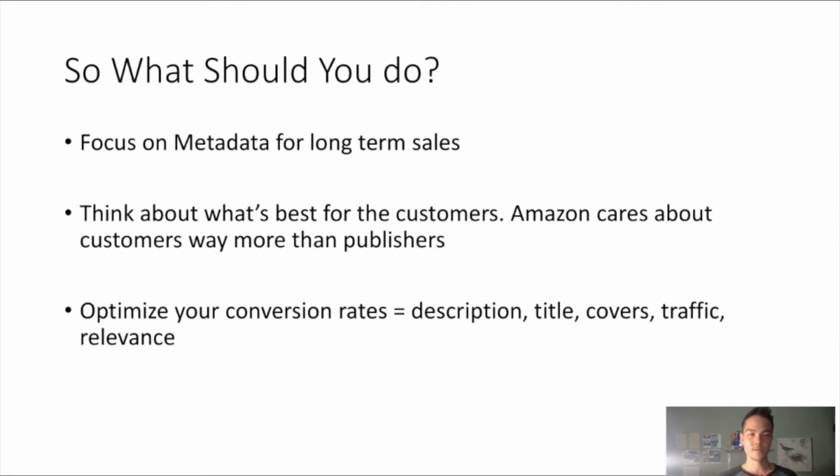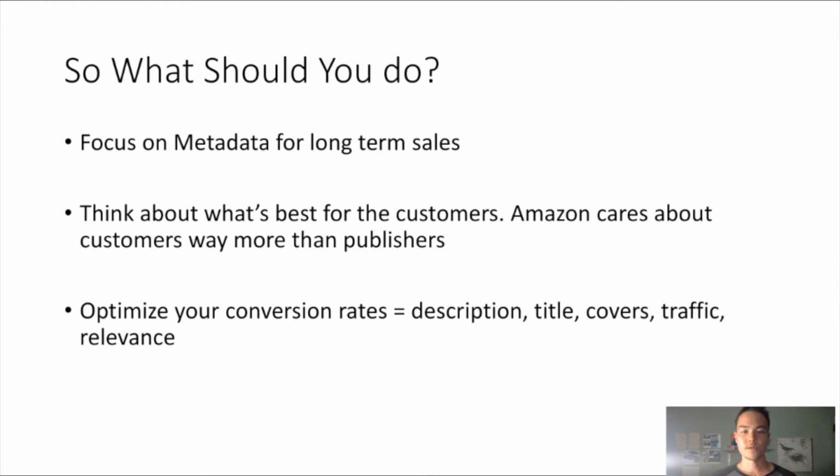So think about what's best for the customers. Amazon cares about customers way more than publishers, if you haven't noticed yet. And optimize your conversion rates, meaning the description has to be really good, the title, covers, traffic, and relevance. Description, title, covers, that's pretty self-explanatory. The traffic is basically the keywords you target, and also the AMS ads that you run. So again, it doesn't make sense to run traffic to your ketogenic diet book using vegan diet keywords, right? You're running the wrong traffic to the book, so you want to fix that as well.